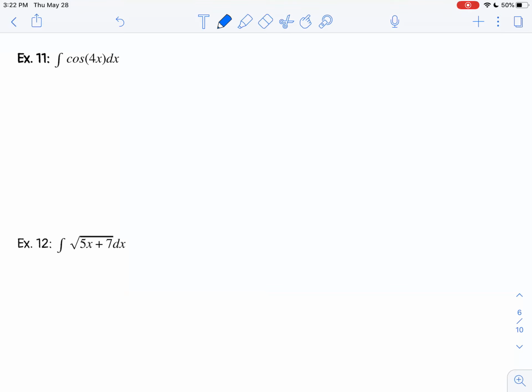Okay, so example number 11, okay? This is something I would call a sneaky case. And this is going to be something we actually see a lot in 151, where our u is actually going to be the 4x, okay? The u is not cosine because I don't see a sine anywhere in this problem. So u can't be cosine. But u here is our 4x, okay? That means that du equals 4 dx.